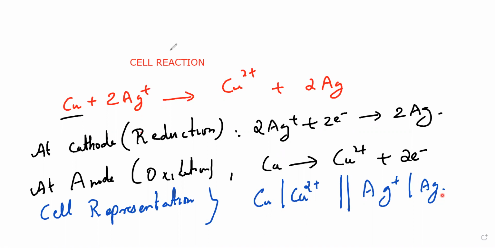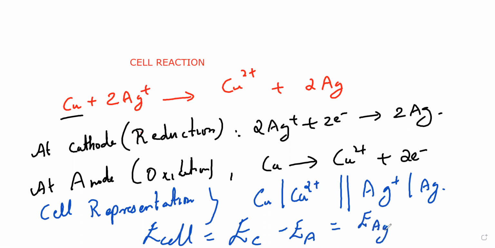In the last class we studied standard electrode potential. So let's take the E cell. E cell is basically E cathode minus E anode. So here it should be E, my cathode is silver, Ag+ bar Ag, minus the anode. The anode is copper here, E of Cu2+ bar Cu. So this is a very simple reaction.